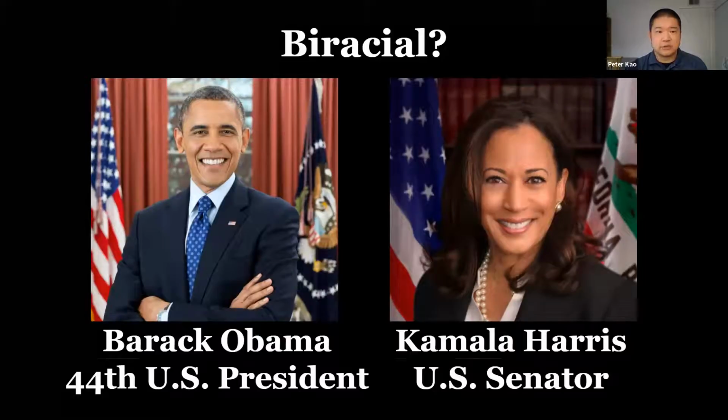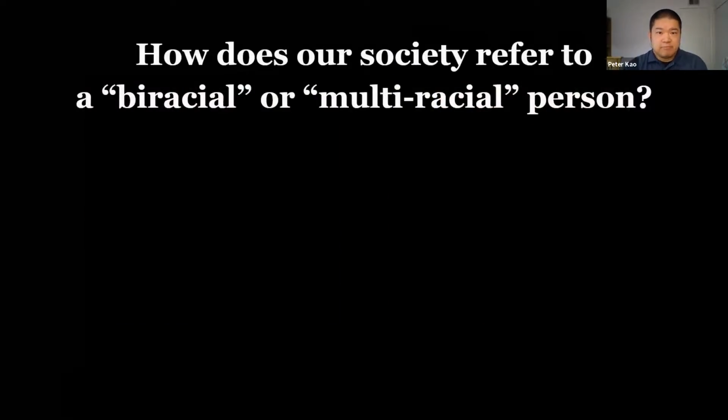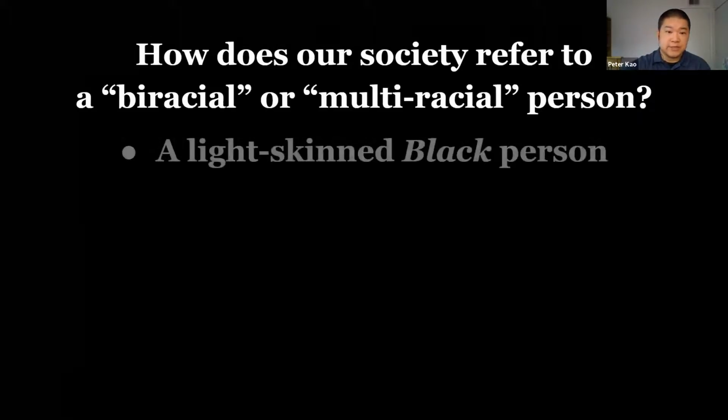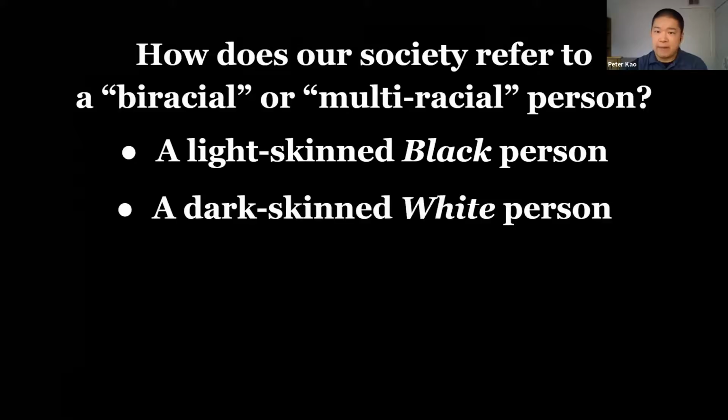Again, race is a social construct. So what happens in reality when we have someone, quote unquote, that's biracial? More specifically, how does our society refer to a biracial or multiracial person? Do we say Barack is a light-skinned black person, or do we say Barack is a dark-skinned white person, right? And by that alone, we've already categorized a person into a category. We use a light-skinned black person. So this biracial or multiracial is actually more problematic than a good grasp of what the sociological understanding is.